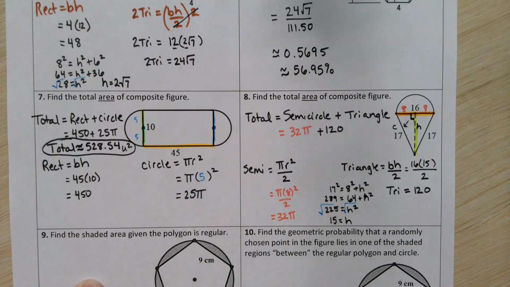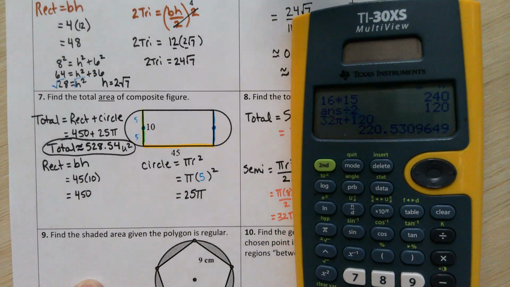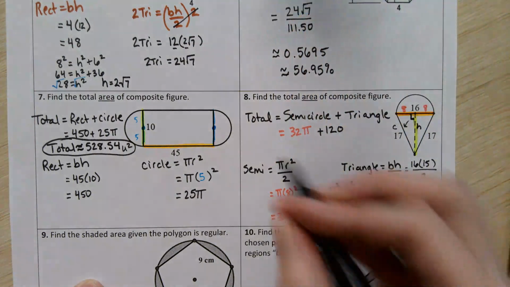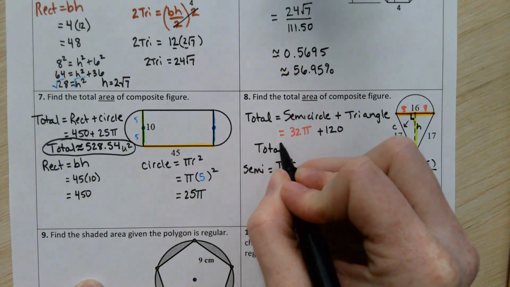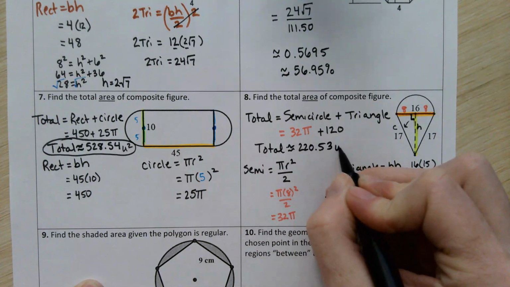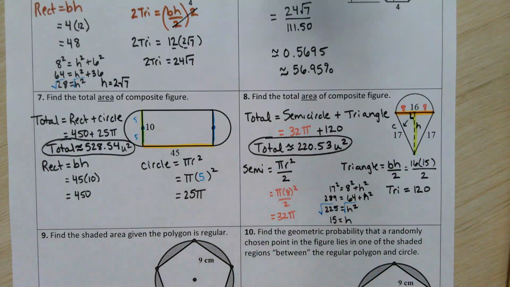If you want to approximate the area, then we can type in 32 pi plus 120 on our calculator and give a rounded answer of 220.53. So 220.53 square units for a rounded approximate answer.